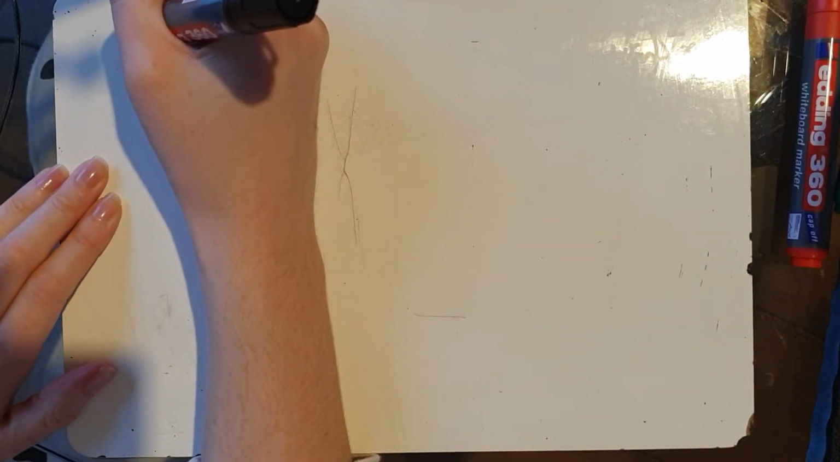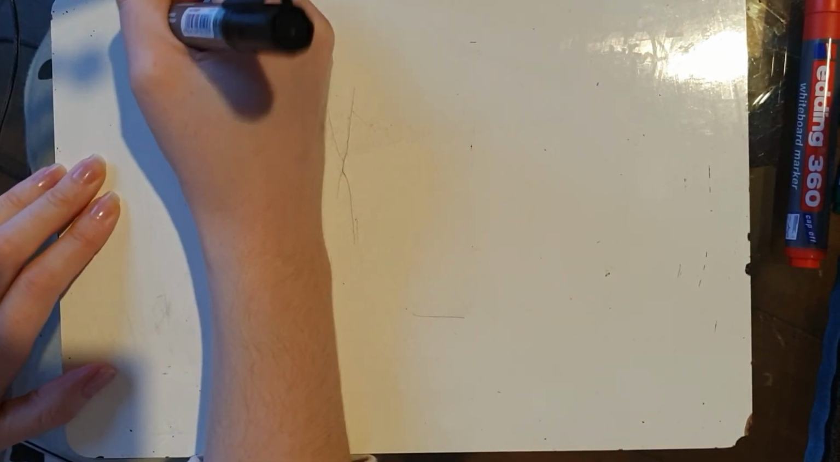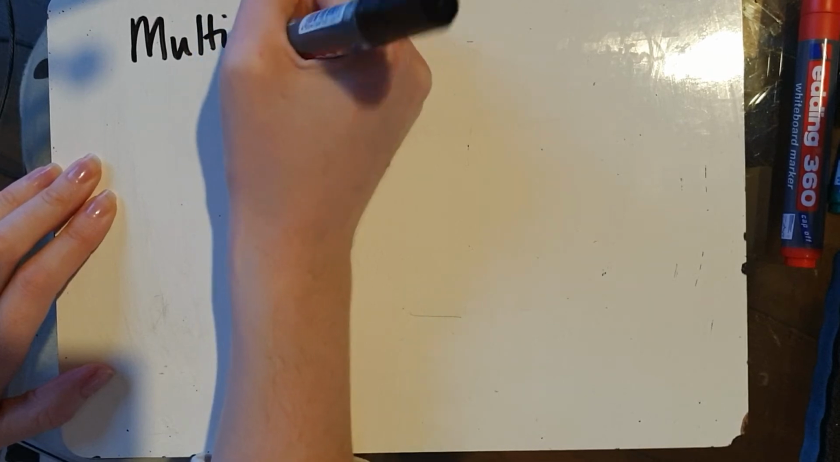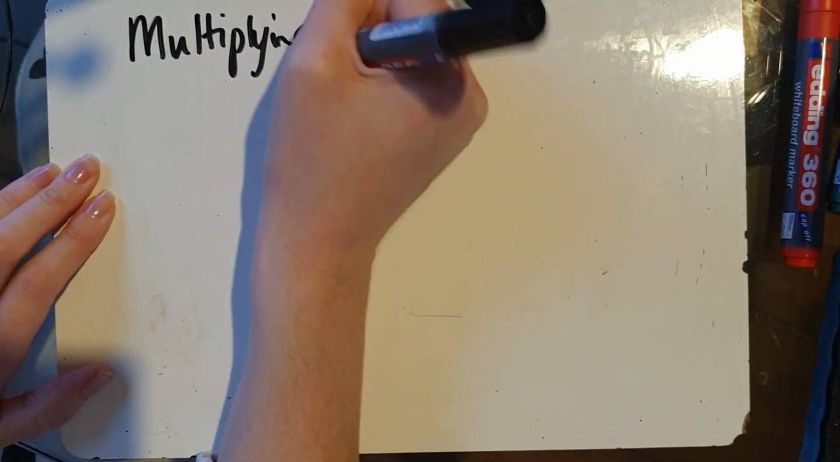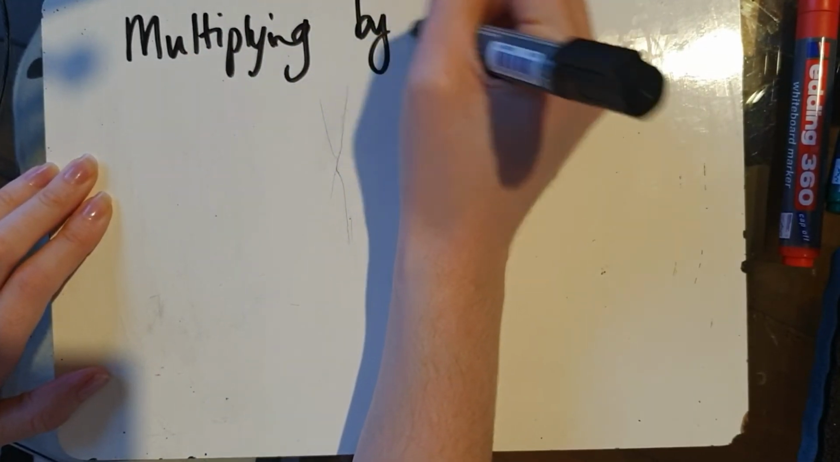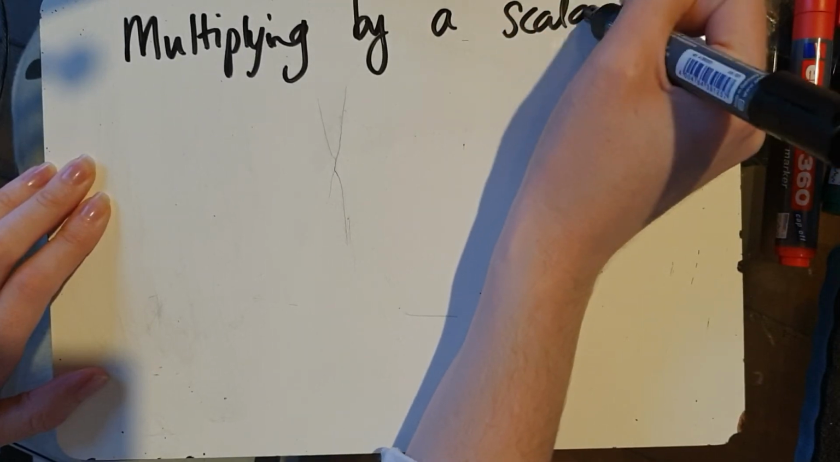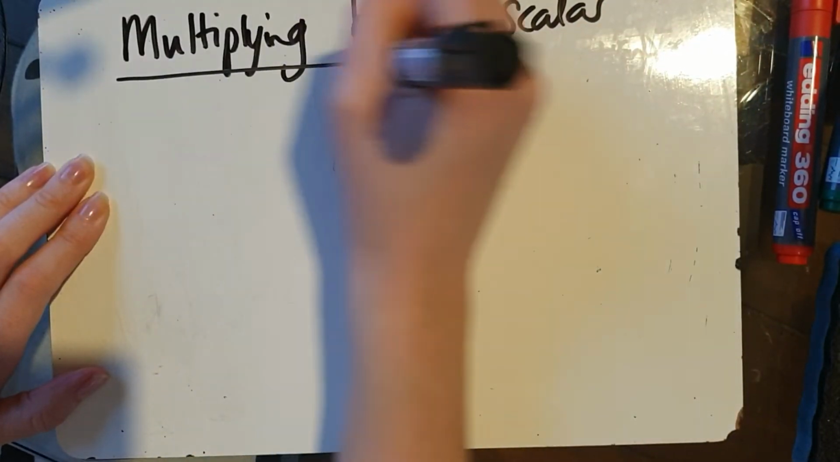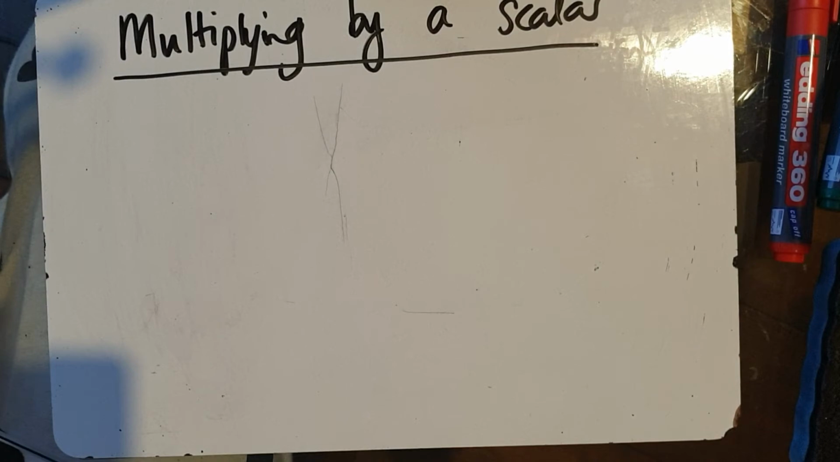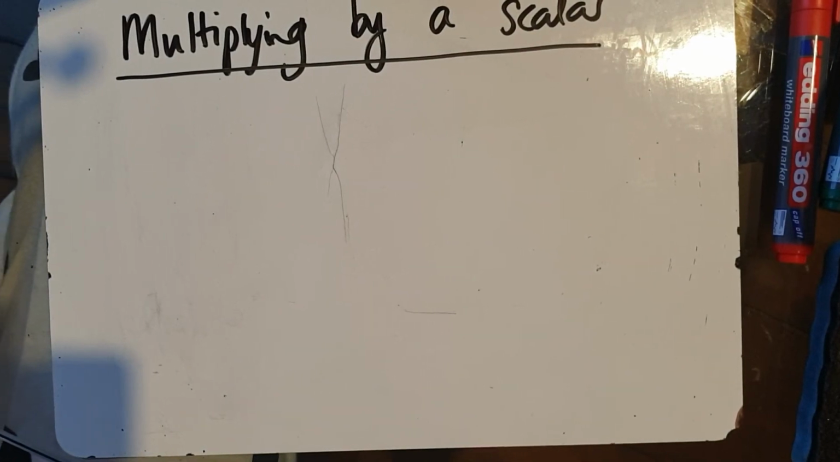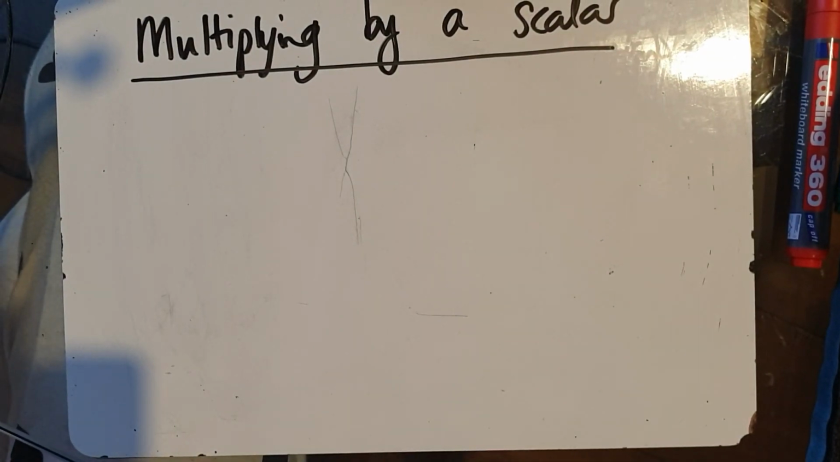So the next section is matrix multiplication, but we are just going to do multiplying by a scalar. And I'm going to go through multiplying two matrices together in a live lesson because that's a bit more tricky. So a scalar is just a number.